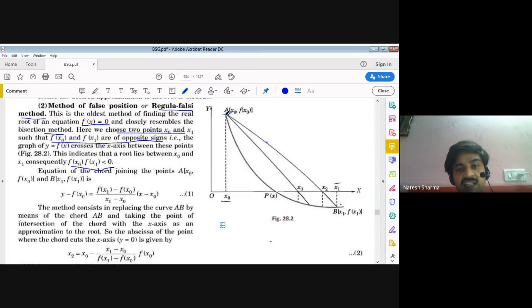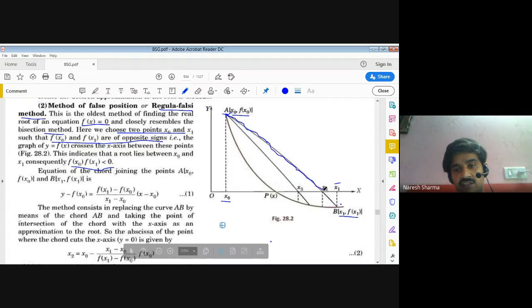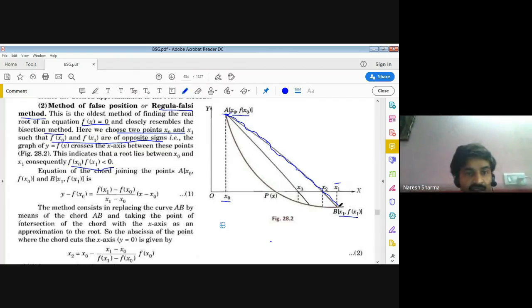Then we draw a straight line here between the point A, whose coordinates are x naught, f(x naught), and point B, whose coordinates are x1 and f(x1). Once you join this line, this is just a straight line. When you join the chord AB, the equation of line, we know, is y minus y naught is equal to y1 minus y naught divided by x1 minus x naught, times x minus x naught.